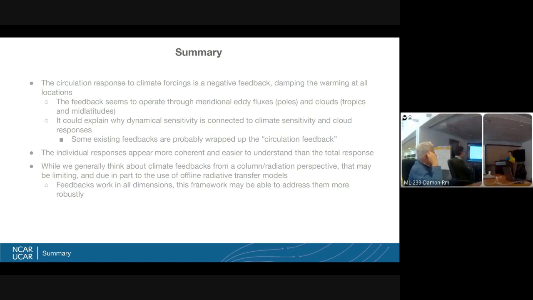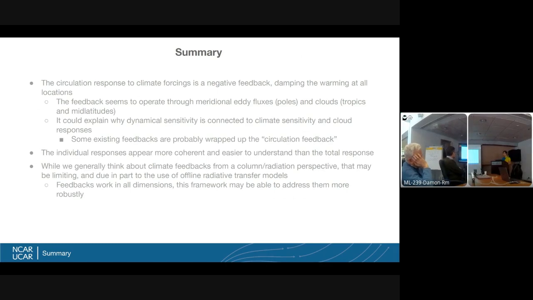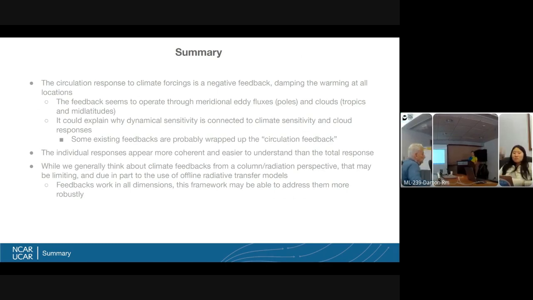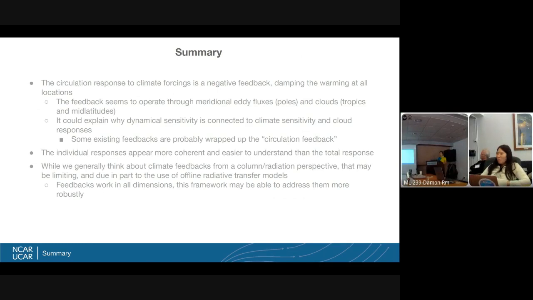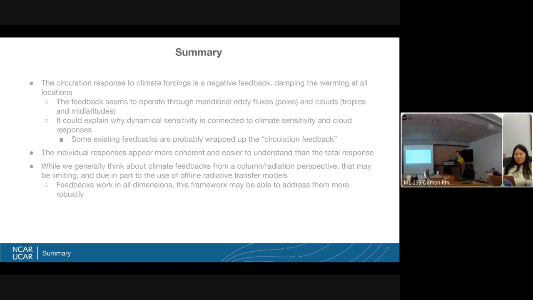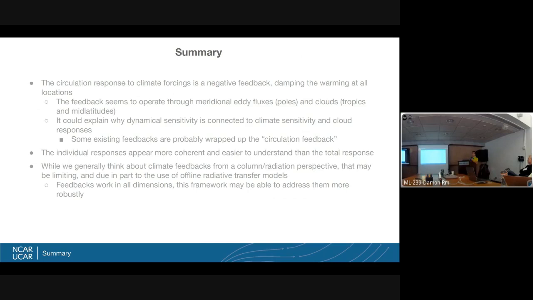So just to summarize, this is still kind of a mess and it's a work in progress, but I think what this shows is that the circulation response to climate forcing is a negative feedback. It damps warming everywhere at the surface. Again, I did not expect to see this. I thought I'd see dipoles of temperature everywhere, because that's how I think the circulation would operate. But it really is actually acting to reduce the response to CO2.